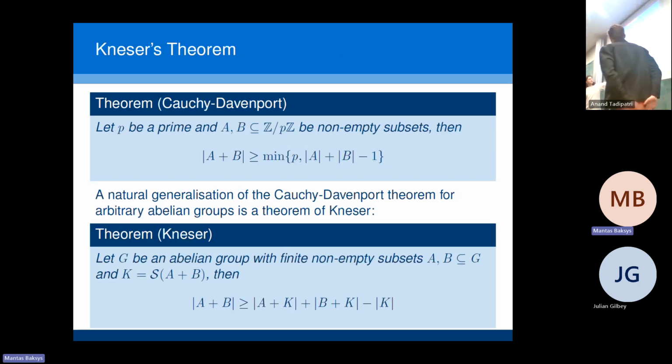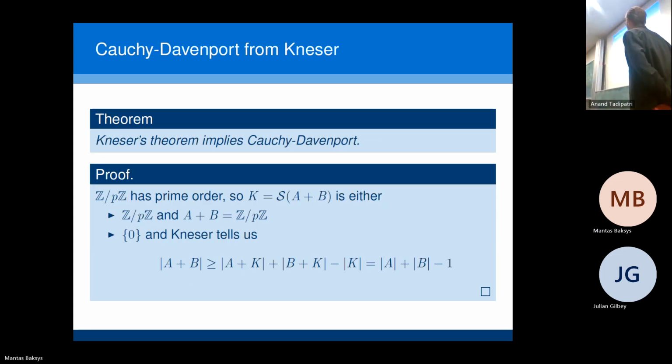Okay, so now remember that K is the singleton 0. Fine. A plus the singleton 0, that's just A. B plus the singleton 0, that's just B. And the size of K is 1. Paf, we get exactly Cauchy-Davenport. Kneser is a far-reaching generalization of Cauchy-Davenport.